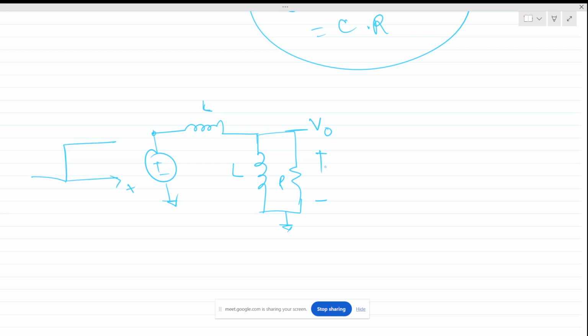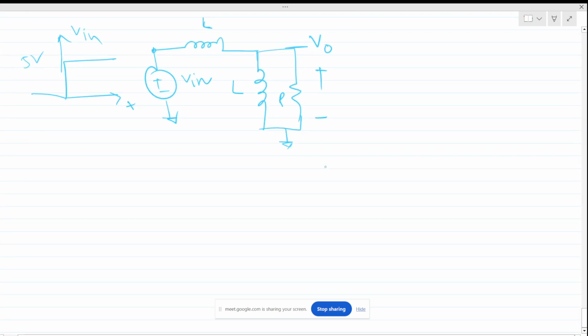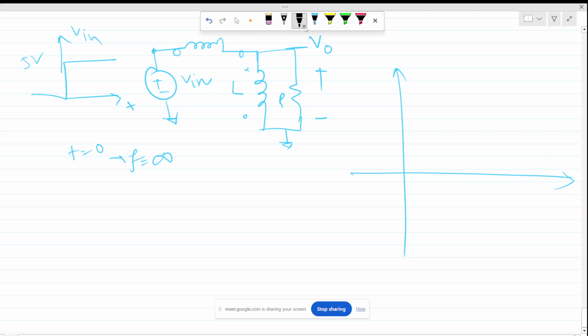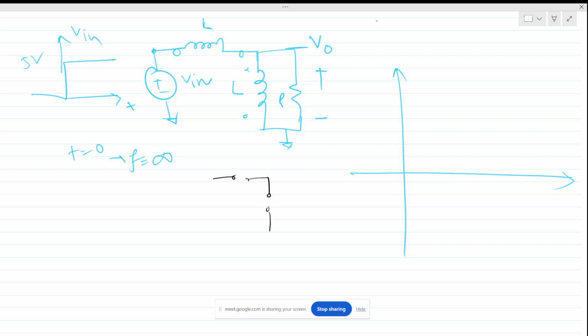So let's say this is a V of step 5 volt. So this is the V in. Now, how do you know that at t equals 0 the frequency is infinite? So the impedances are open circuited, right? So what will be the V out? Open circuit means the circuit will be looking like this.